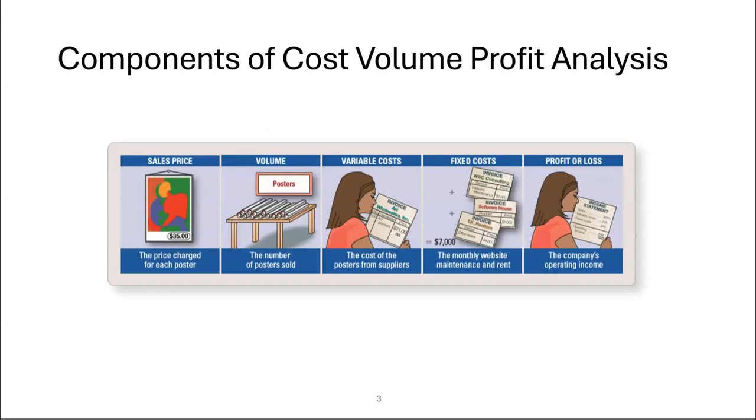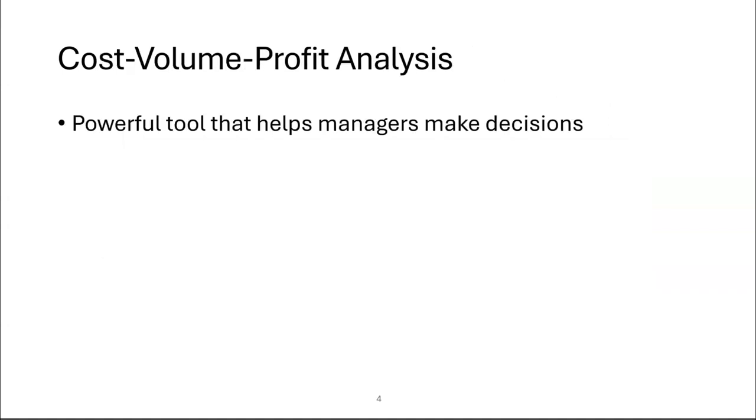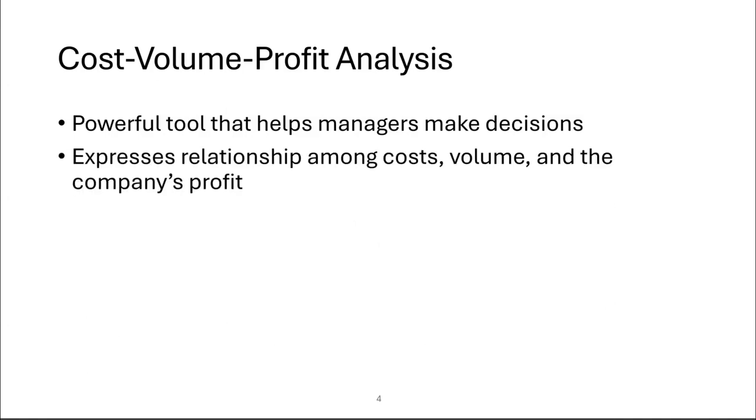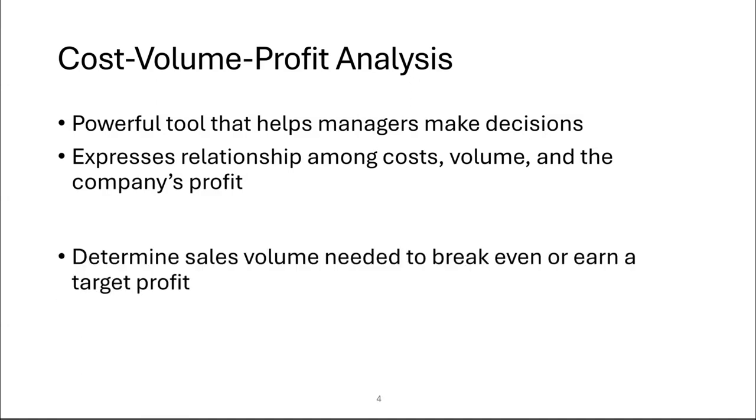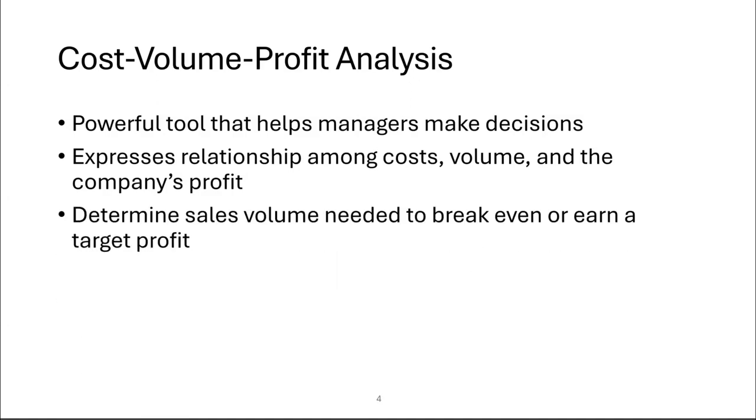So, components of cost, volume, profit analysis. The price charged for each poster, you need the number, you need the volume, you need the variable and the fixed costs. And then you're going to be able to see the effect it's going to have on your operating income. These are powerful tools that help managers make decisions, express relationships among cost, volume, and the company's profit, and determine sales volume needed to break even or earn a targeted profit.